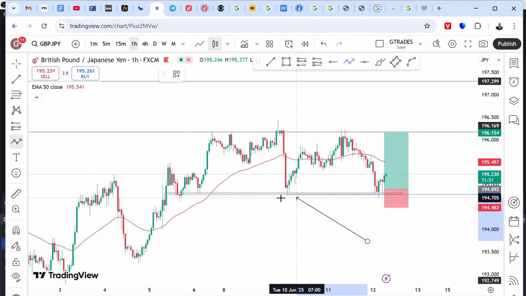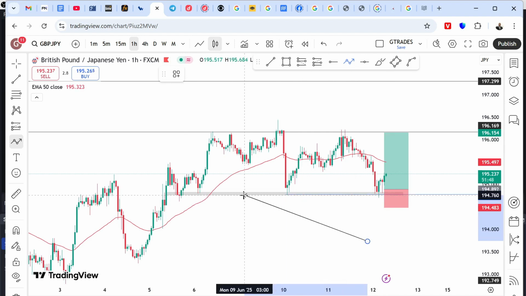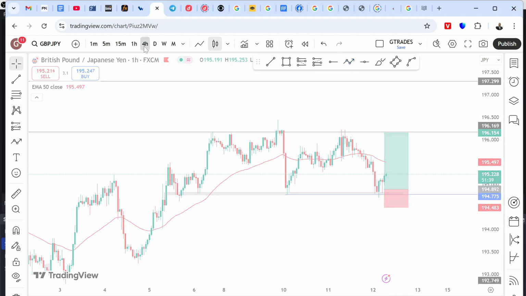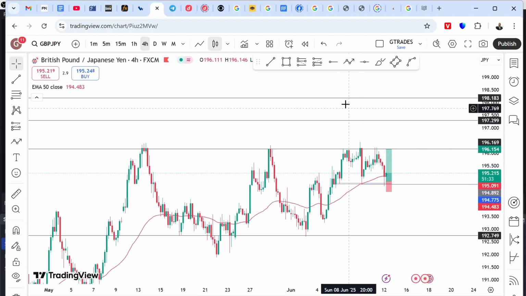Now I didn't just take this trade on a 15-minute time frame. I had to look at both the 1 hour and 4 hour to determine that this setup is a very strong zone. This particular zone is a very strong zone. Now if you come to my 4 hour, what would you see? Did you see that on the 4 hour? You can see that it's a strong zone.